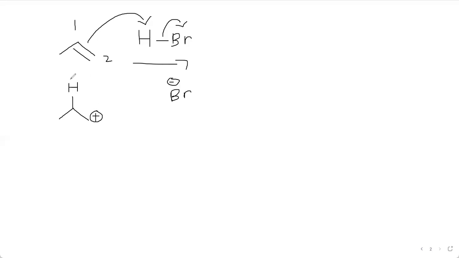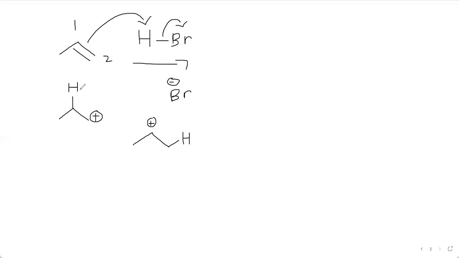If carbon 1 got the H and carbon 2 got the plus. Our other possibility is the double bond disappears. What if carbon 2 got the H and carbon 1 got the plus? So these are our 2 possibilities. Now let's talk about which one actually forms.